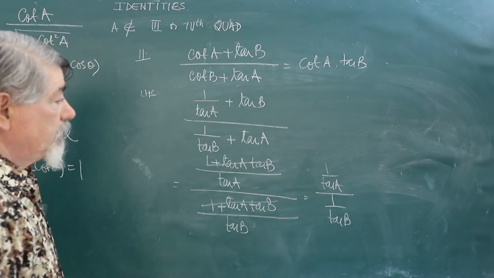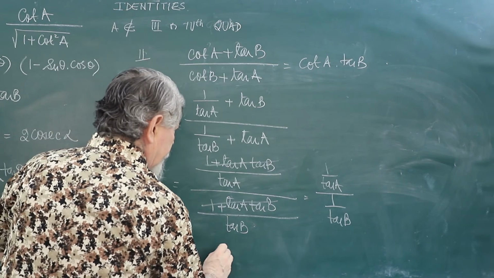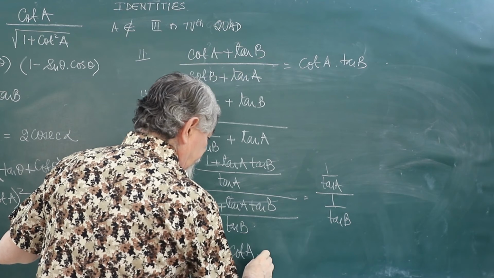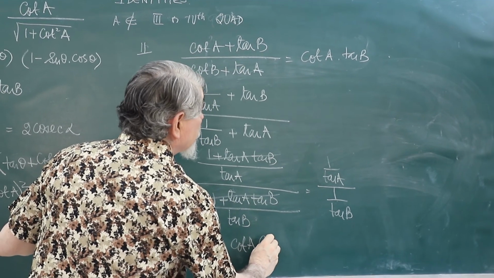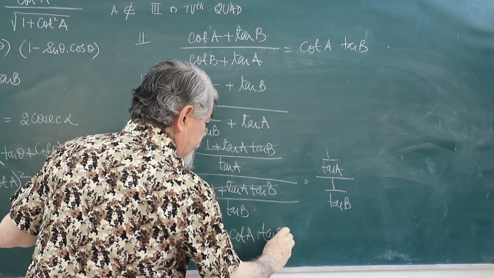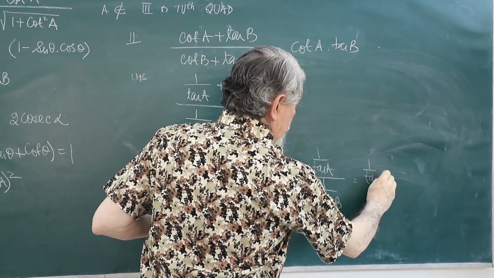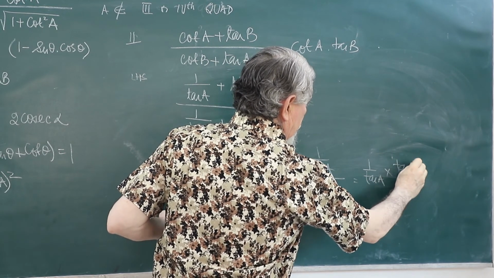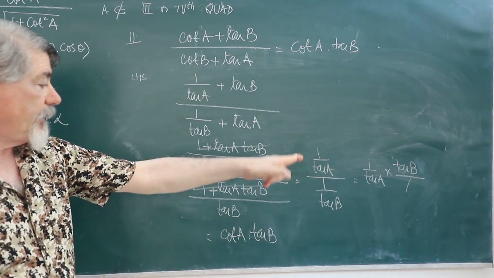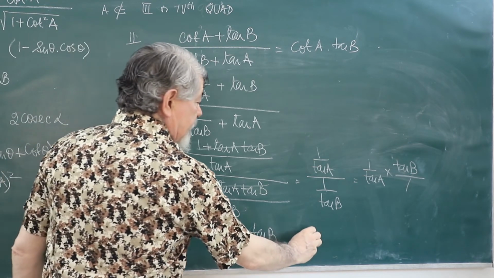And what is it? You pick it up. 1 upon tan A will be what? Cot A. And 1 upon tan B will be what? It will go up, it will go up as tan B. How? 1 upon tan A into tan B upon 1. 1 upon tan A will become cot A, and of course tan B will remain. So cot A tan B is the right hand side.